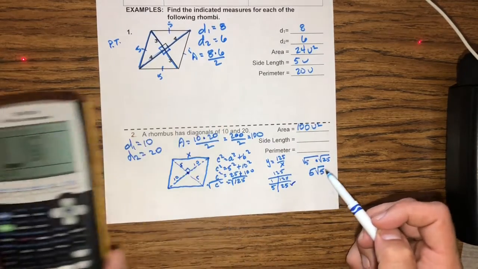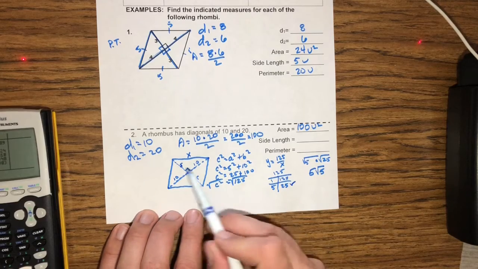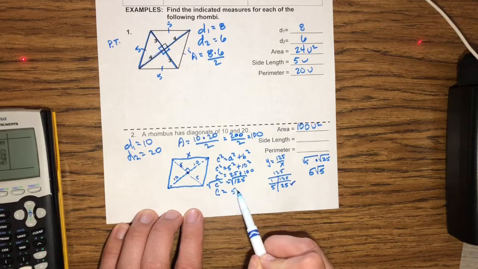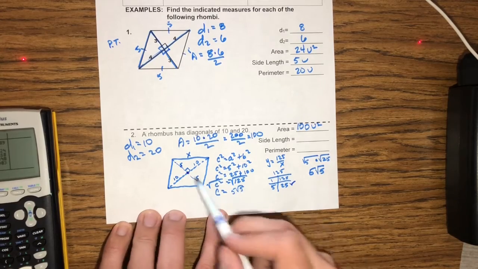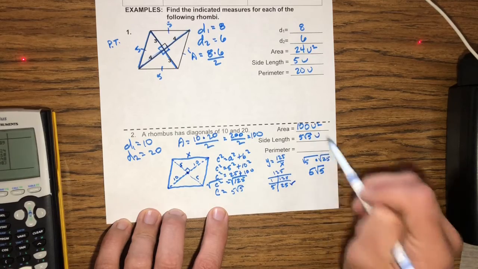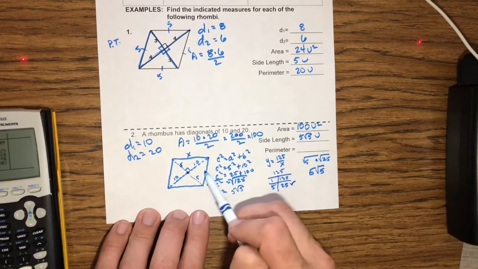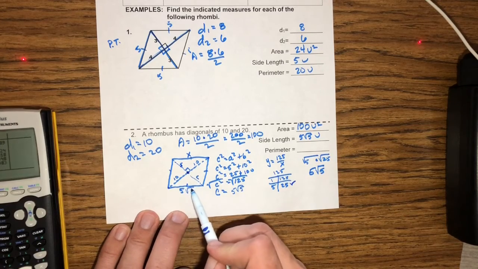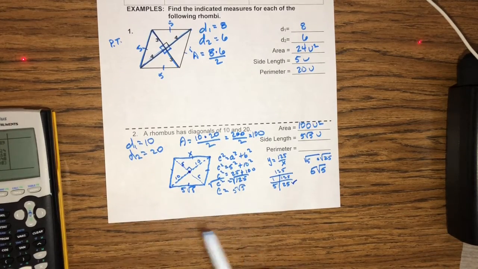So the reason why we did this was to find out what the C was. C, once we simplified, was 5 square root of 5. That's the side length. And now we want to find the perimeter. Well, there are 4 sides that all have a length of 5 square root of 5. Okay? These are like terms.